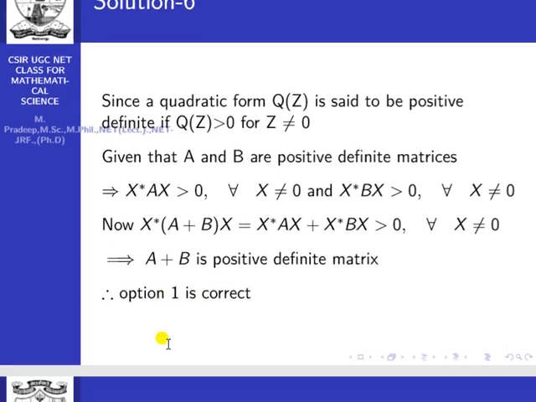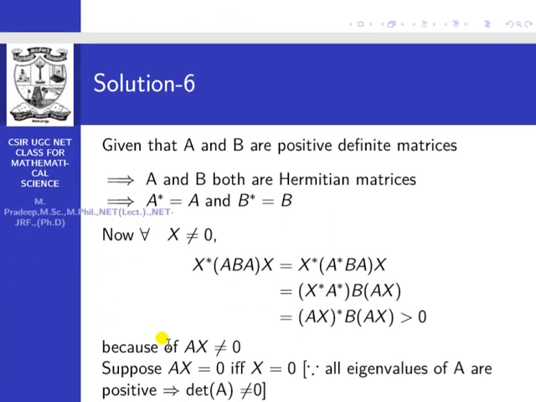The same way, if we move to the second option, given that A and B are positive definite matrices, that means both A and B have positive eigenvalues. Both A and B have positive eigenvalues. So A and B both are Hermitian matrices, which implies A and B are positive definite matrices.